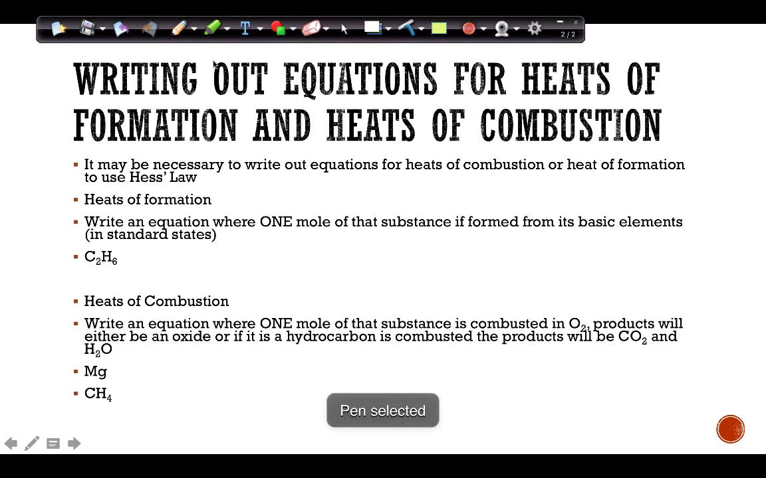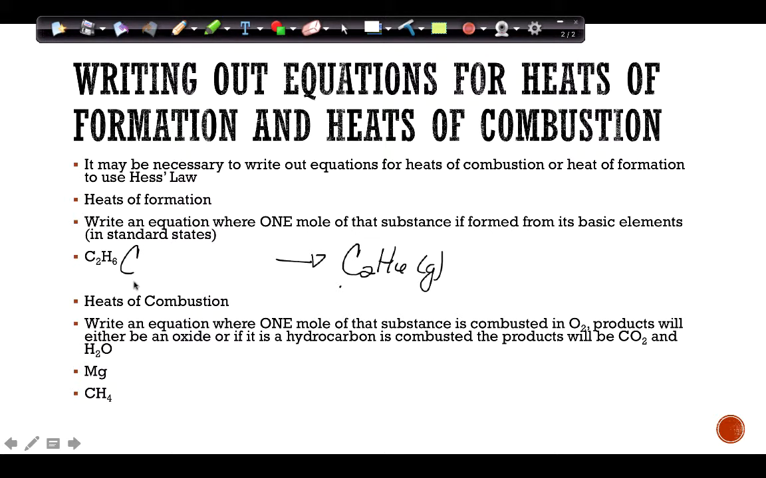So let's do that. All right, so this is heat of formation. So I'm making C2H6, and I can only have 1 mole of this. That is typically a gas, by the way. All right, so I'm making it from my elements. Well, what elements make this up? Carbon and hydrogen. So carbon would be used to make this. So its standard state is usually graphite. All right, plus hydrogen. Hydrogen is the other element that makes this up, so H2.